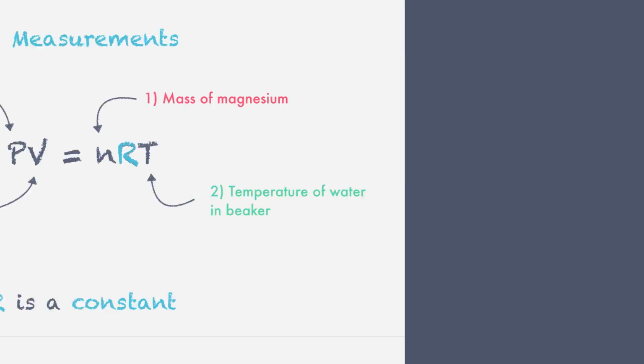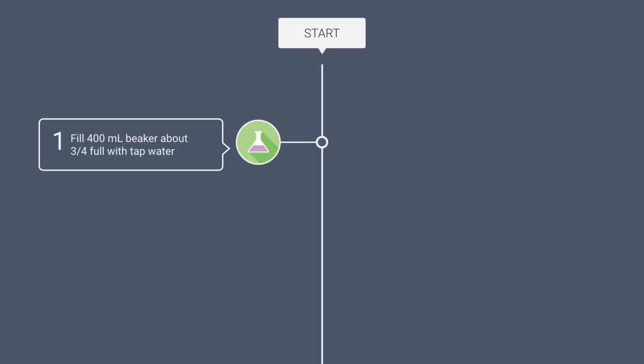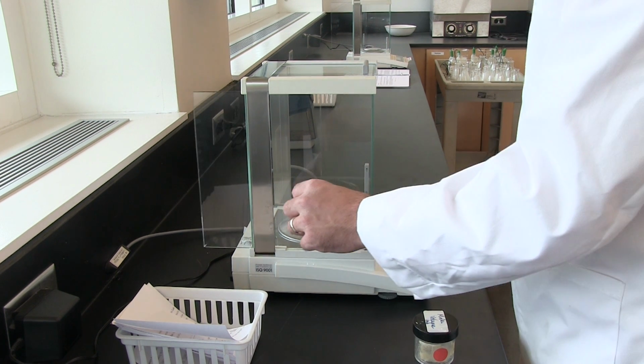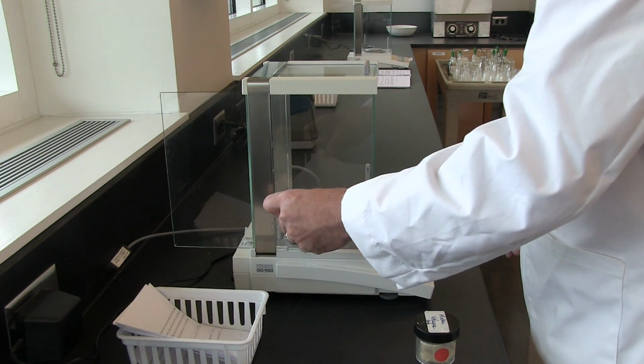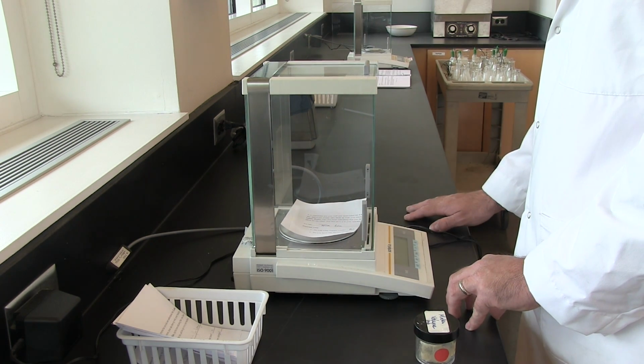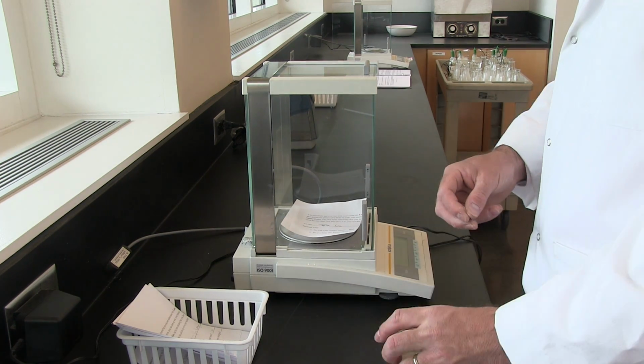Let's get started. Our first step is to fill a 400 milliliter beaker about 3/4 of the way full with tap water. Next, we're going to find the mass of a magnesium strip to the nearest 0.0001 grams. Getting a reading with this amount of detail, 4 significant figures, will require using a special balance called an analytical balance. First, turn the balance on and place a small sheet of paper in the balance. Then press tare and place your small magnesium strip on the paper and record your measurement. Pretty simple.